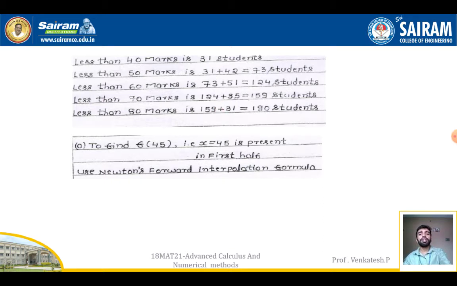So I can take x naught is 40, x1 is 50, x2 is 60, x3 is 70, x4 is 80, y naught is 31, y1 is 73, y2 is 124, y3 is 159, y4 is 190. Now to find the value of f of 45, this f of 45 is in the first half of the interval. So I can use here Newton's forward interpolation formula. Now take the difference table first.